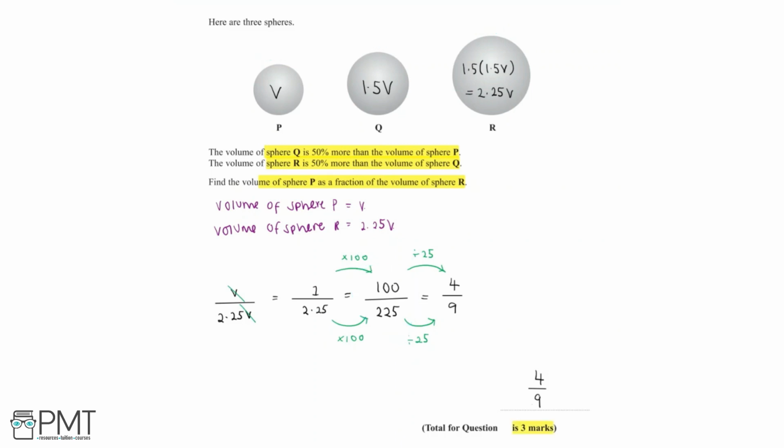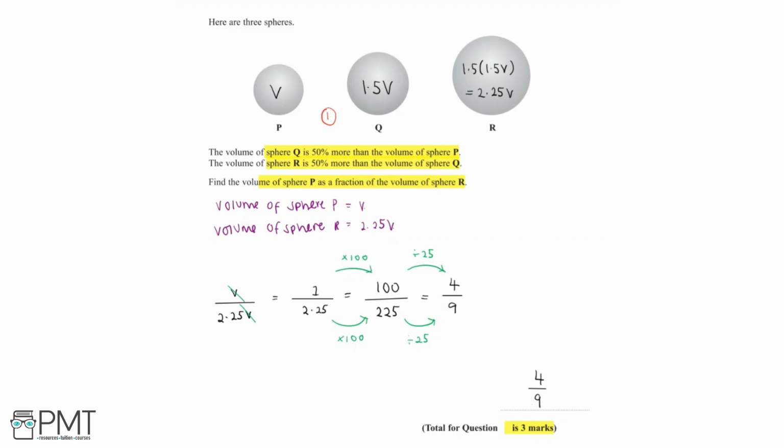Now this question is worth 3 marks. We get the first mark by finding the volume of sphere P and sphere Q, and by explicitly showing that the volume of sphere Q is 50% greater than the volume of sphere P. And we did this by saying that the volume of sphere P is equal to V, and the volume of sphere Q is 50% more than this and is equal to 1.5 V.